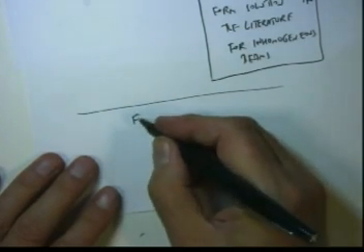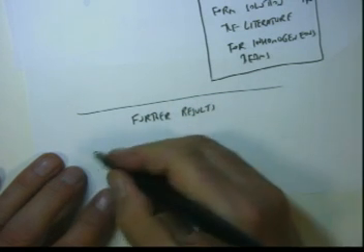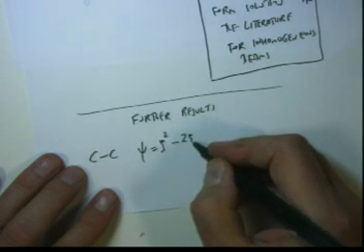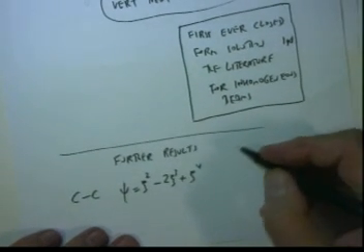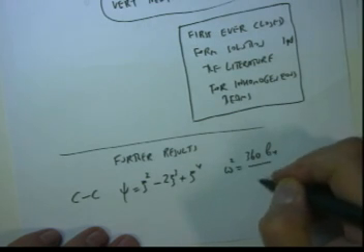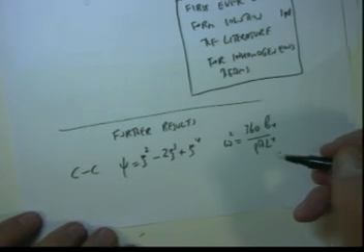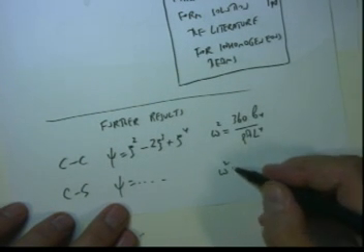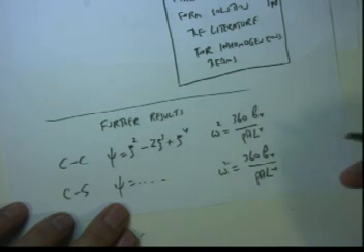Now, further results. For clamped, we take psi equals psi square minus 2 psi cubed plus psi in fourth power, and we again obtain omega square equals 360 B4 over rho A L in fourth power. For clamped simply supported, whatever psi we take, we get omega square equals 360 B4 over rho A L in fourth power.